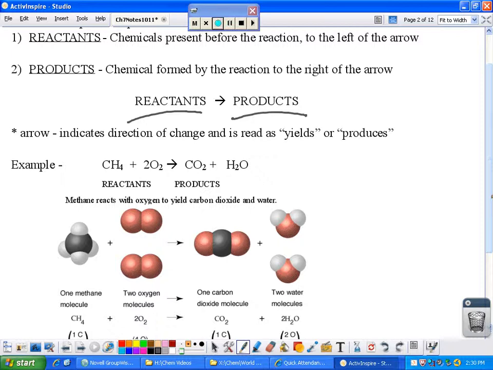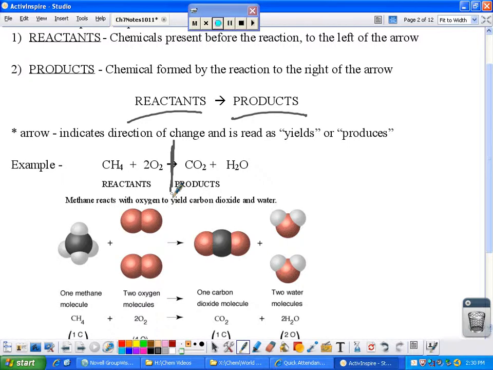And I had a question earlier, are there always 2 things reacting to produce 2 things? No, you could have any combination of things. You could have one thing breaking apart into a bunch of things, or a bunch of things combining together into one thing. But the separation of the 2 sides is the arrow. It kind of separates the reactants from the products.